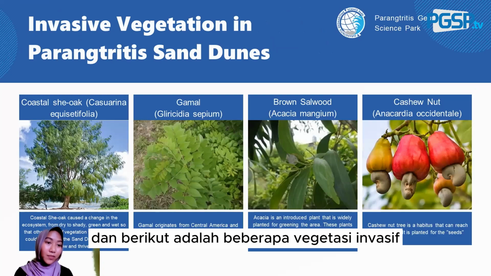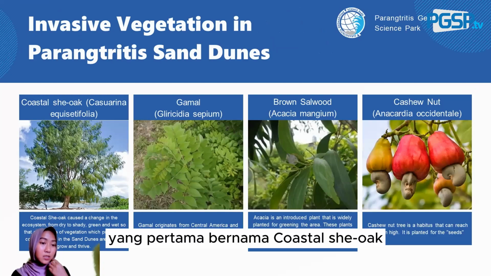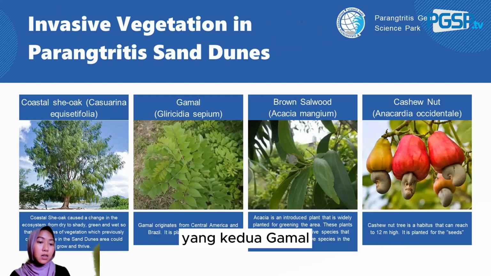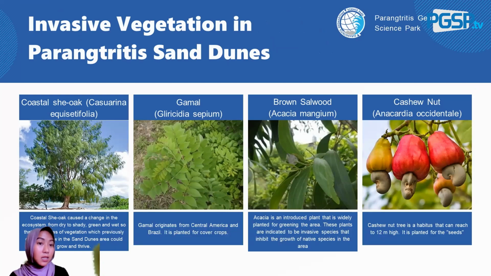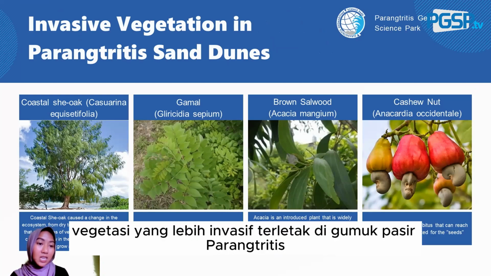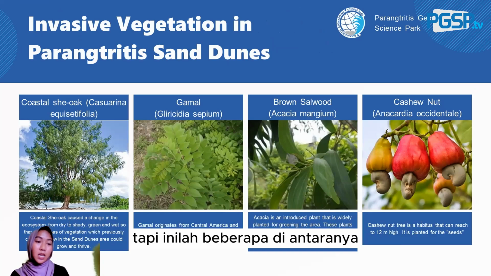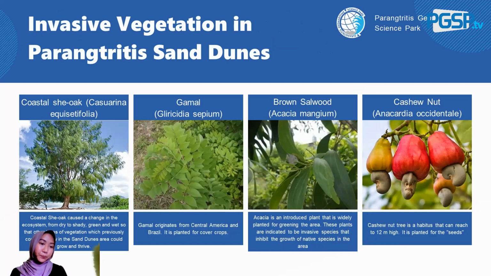And here are some of the invasive vegetation. The first one is called coastal she oak. The second one is gamal. The third one is brown salwood tree. The last is cashew nut tree. It's not only just four of these. There are plenty more invasive vegetation located here in Parangtritis sand dunes, but here are some of them.